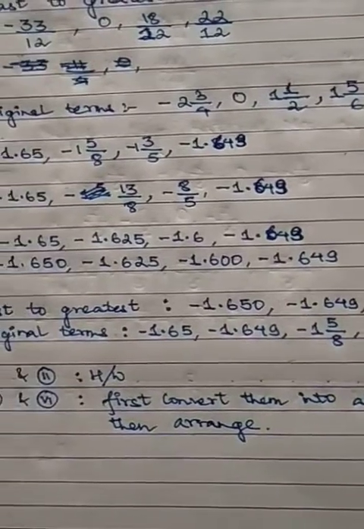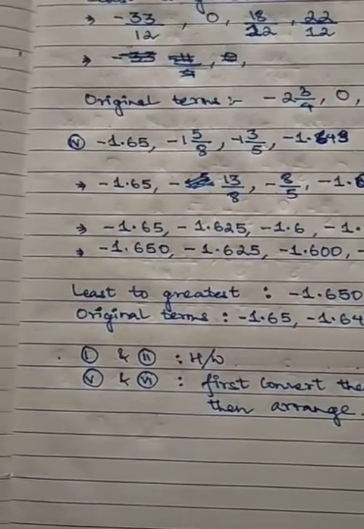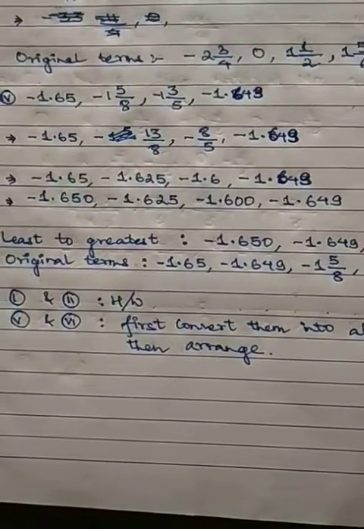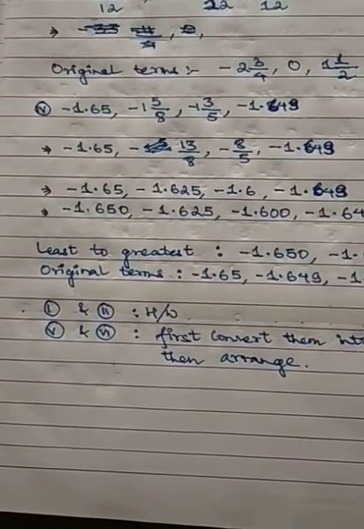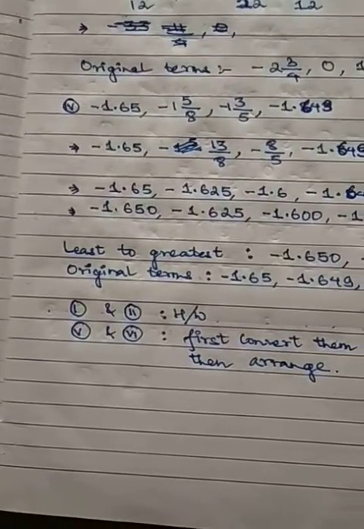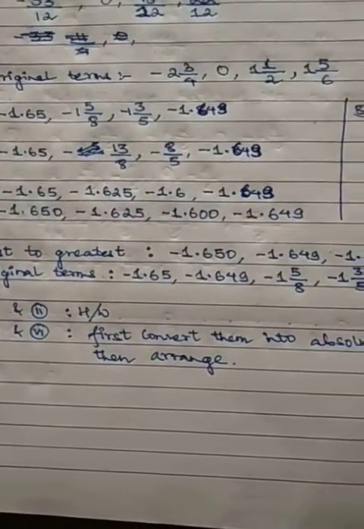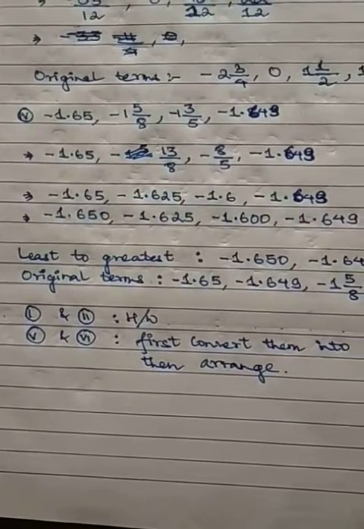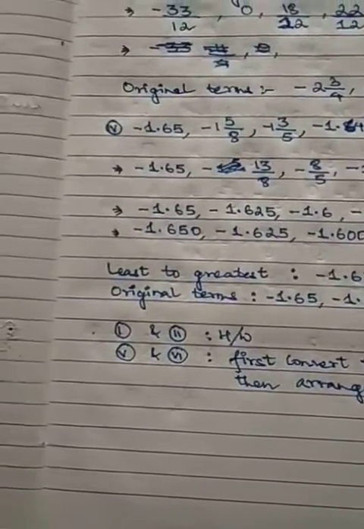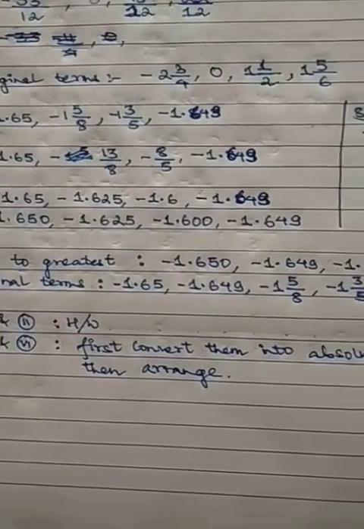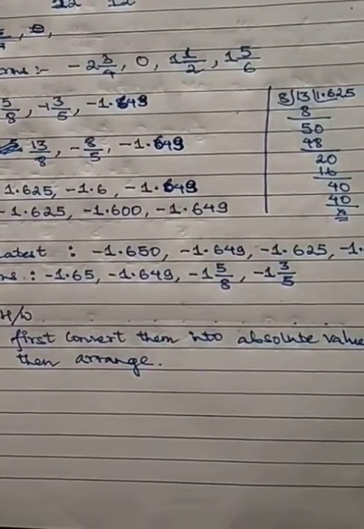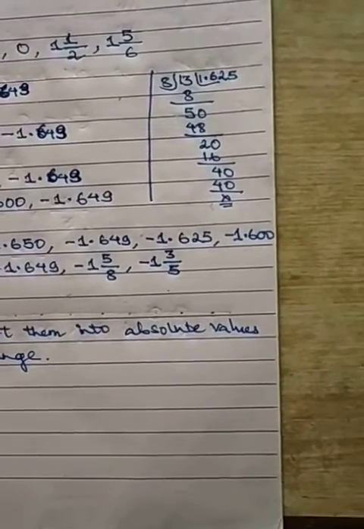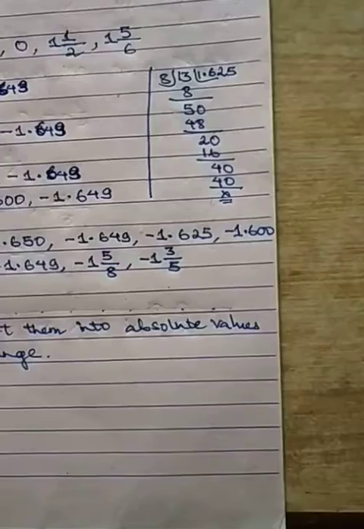Now from here, we can simply arrange from least to greatest just by looking at the terms. Since all the terms are negative, we know that the greater the negative term, the less its value. So the greatest negative term in here is minus 1.650, so it is the smallest one. So from least to greatest, the order is minus 1.650, second term minus 1.649, third term minus 1.625, and the fourth term is minus 1.600.